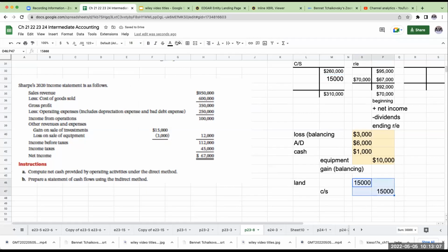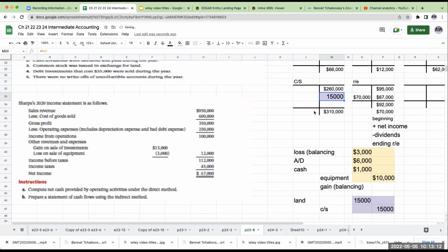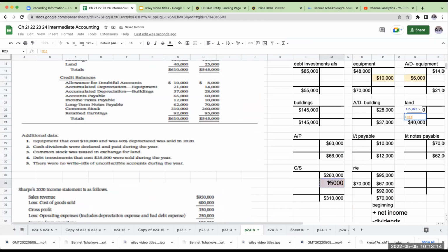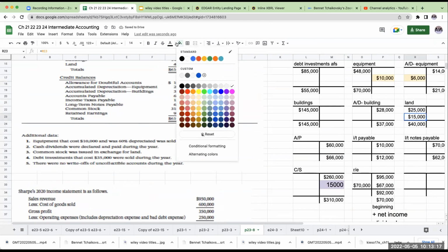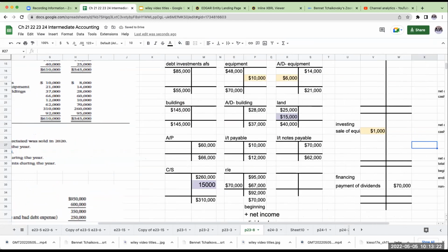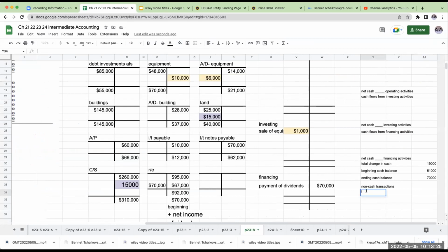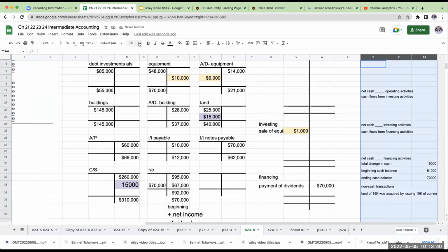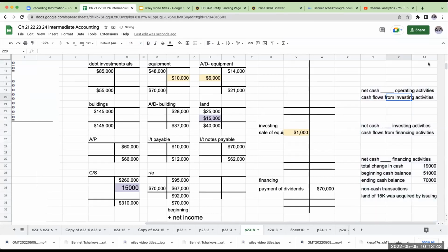Okay, we're going to make this a new color. And land is also going to be here for 15, assuming there were no other transactions involving land. Now, this is what we call a non-cash transaction. So we're going to say over here, land of 15,000 was acquired by issuing 15 of common stock. So I describe what happened in the additional information, and I'll be good to go.